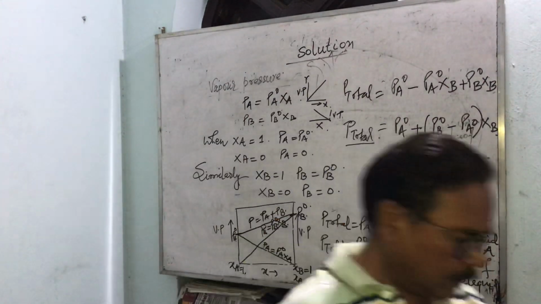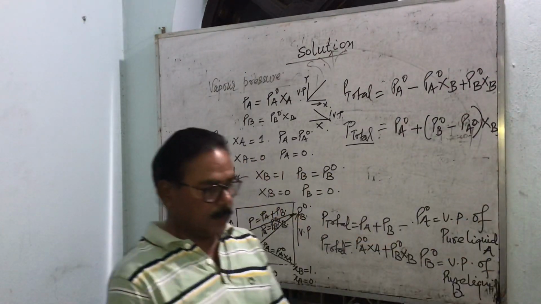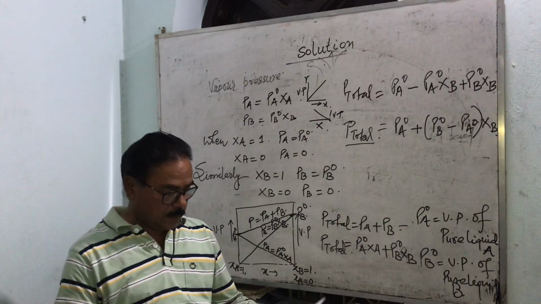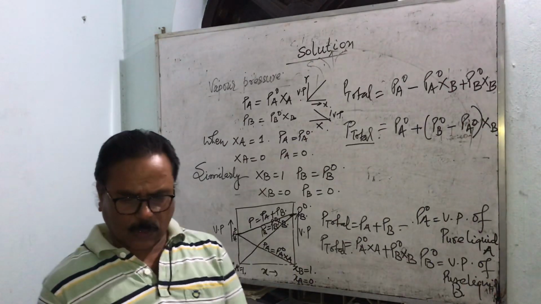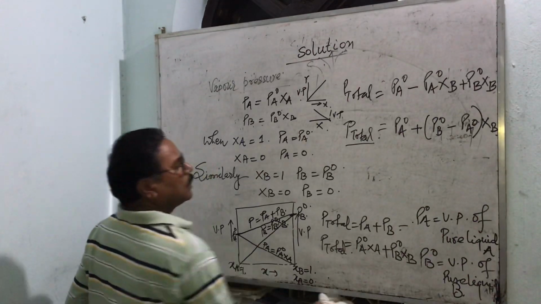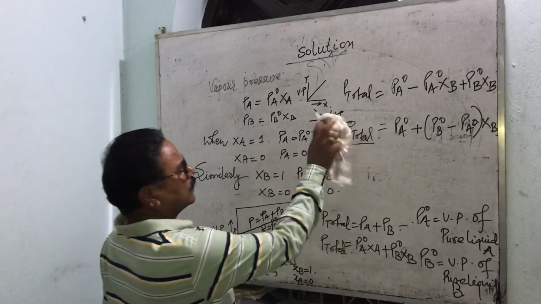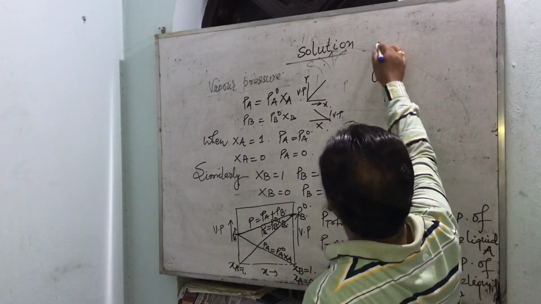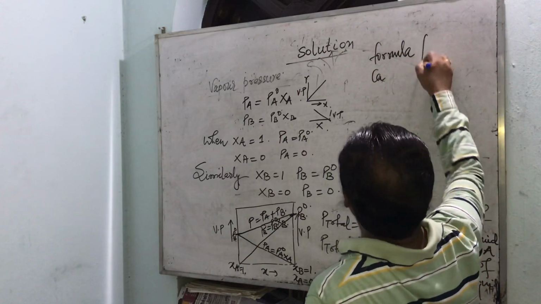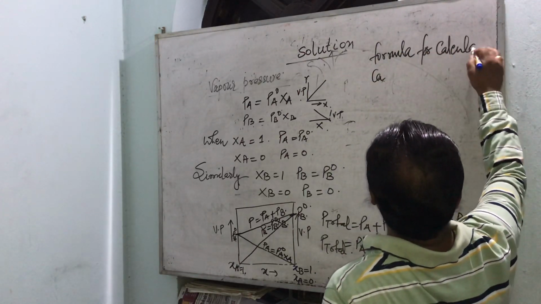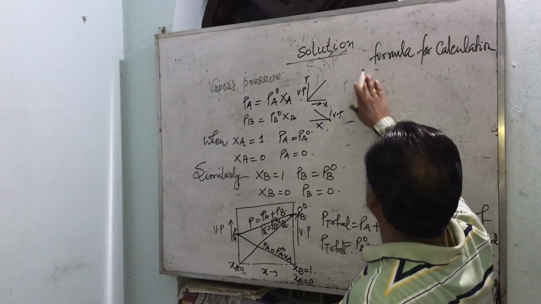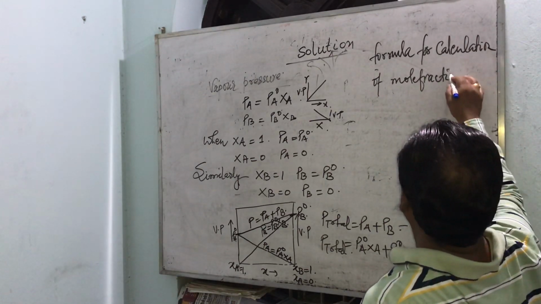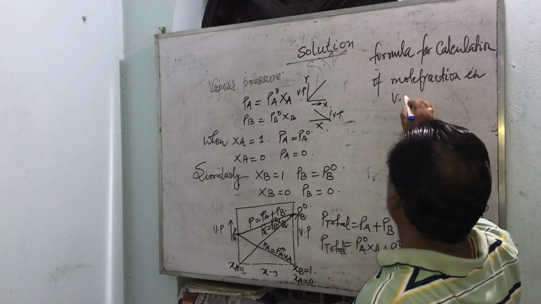So there is one problem with Raoult's law. Now the question arises: how do we calculate the mole fractions in the vapor phase? So remember it. Now the other topic is the formula for calculation of mole fraction in vapor phase.